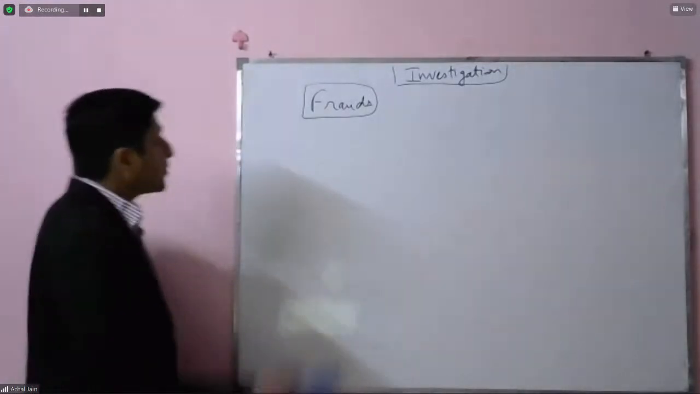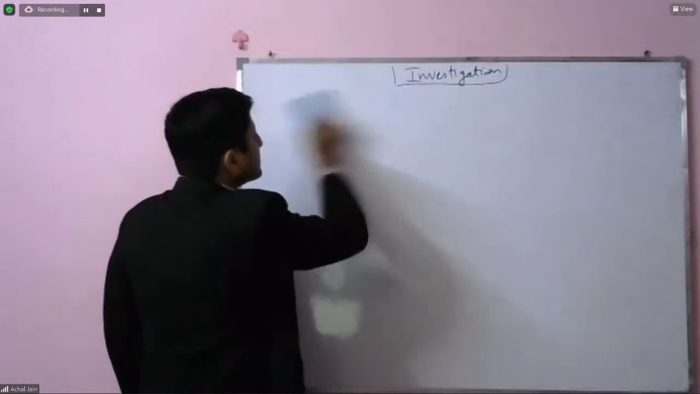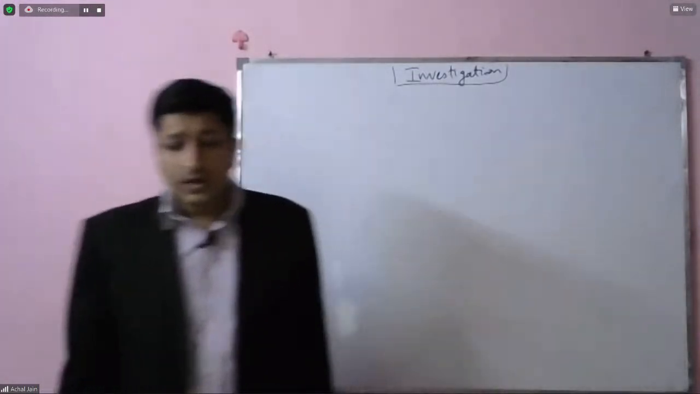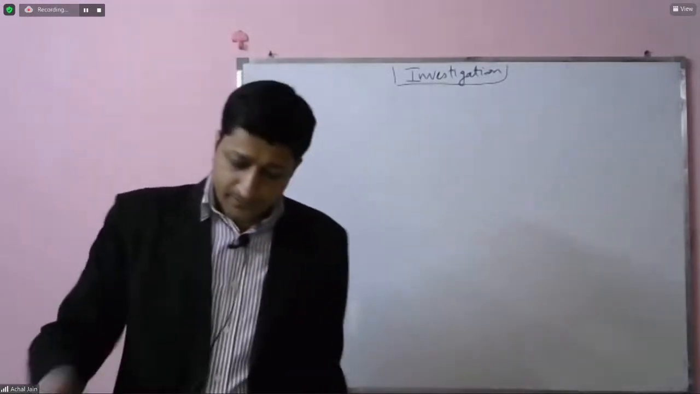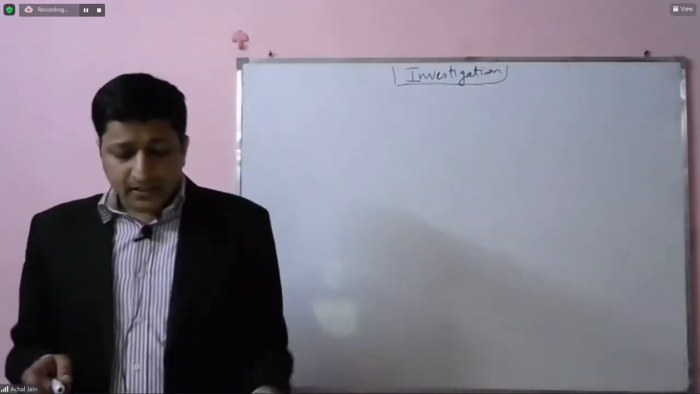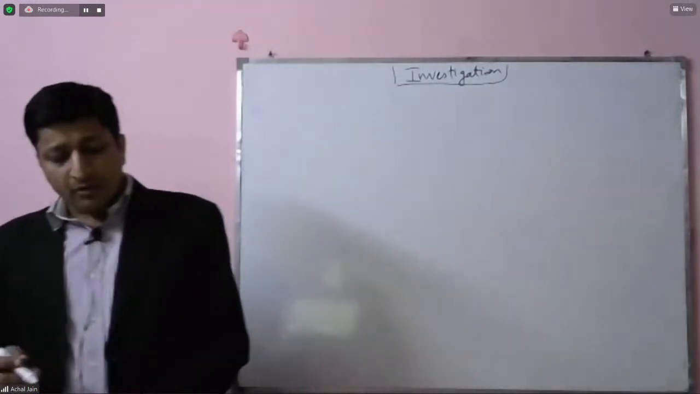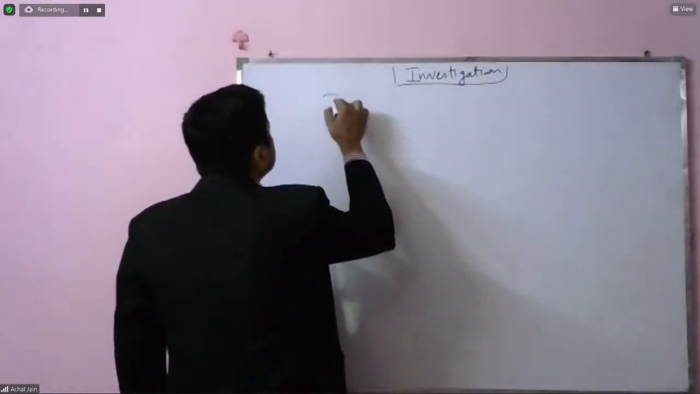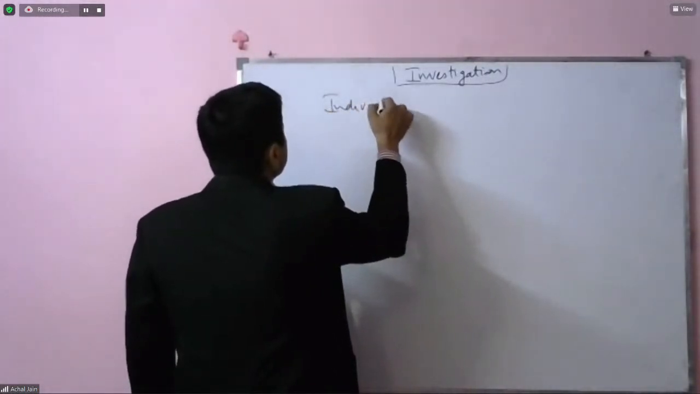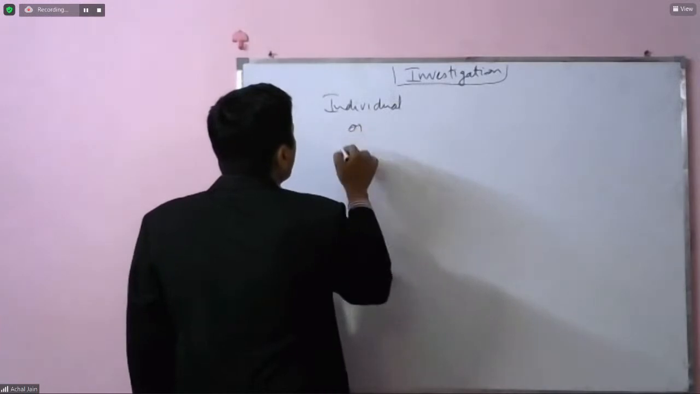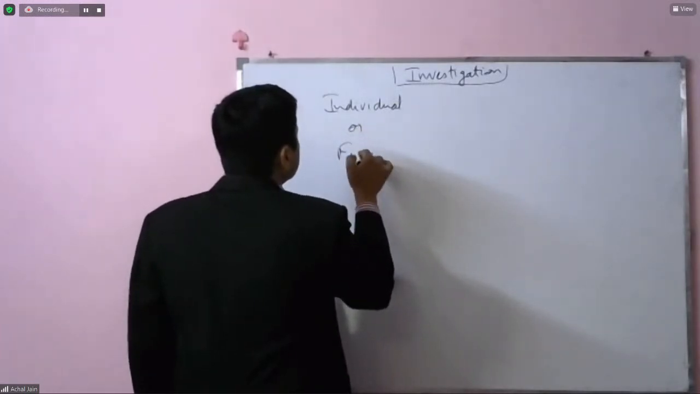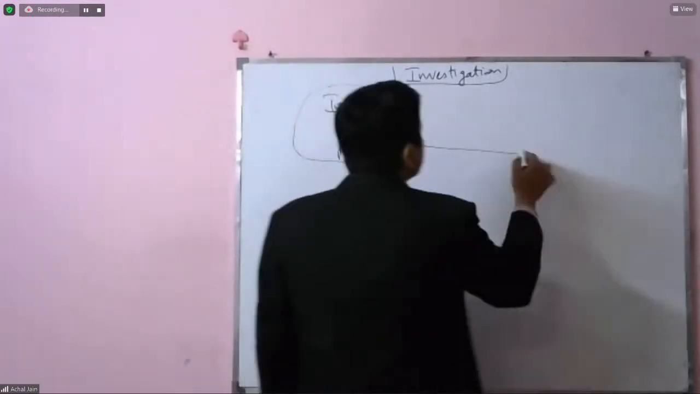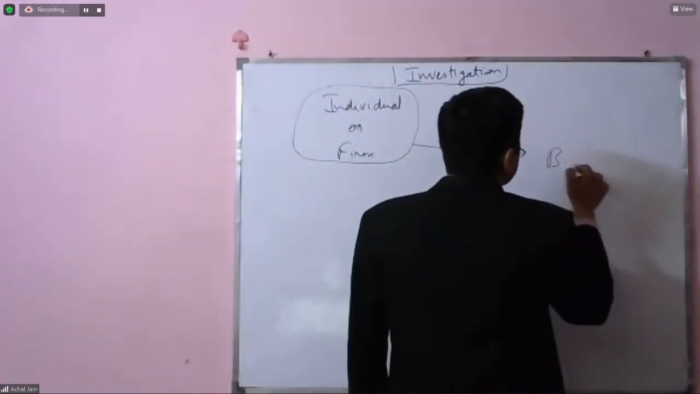So this was all about discussion on the frauds and the types of frauds and the investigation around it. Now we will move on to the next type of investigation, which will be conducted on behalf of an individual or firm proposing to buy a business. So we can say there's an individual or a firm. They are proposing to buy a business.